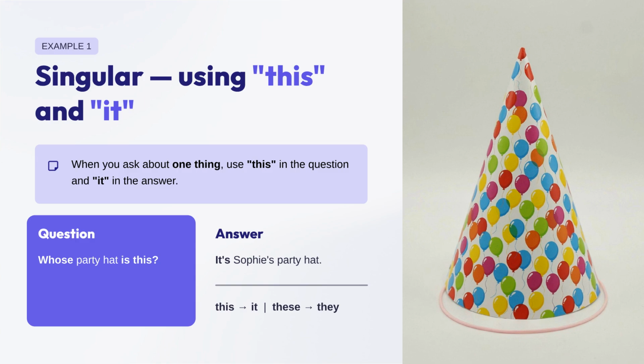Here is example 1, showing singular items using this and it. When you ask about one thing, use this in the question and it in the answer. The question is, whose party hat is this? The answer is, it's Sophie's party hat. If you ask about more than one thing, use these in the question and they in the answer.